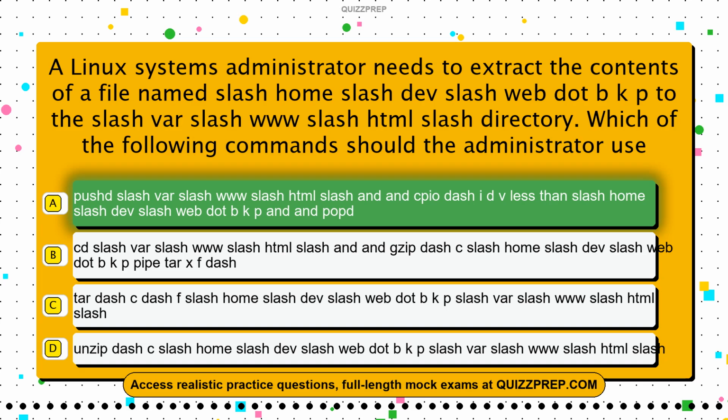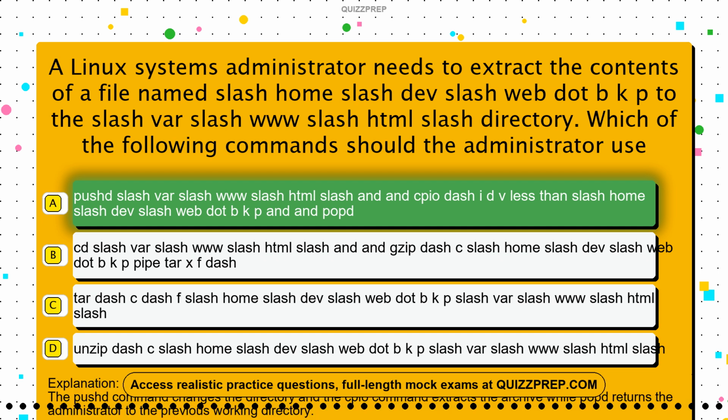The correct answer is option A, pushd /var/www/html/ && cpio -idv < /home/dev/web.bkp && popd. The pushd command changes the directory and the cpio command extracts the archive, while popd returns the administrator to the previous working directory.